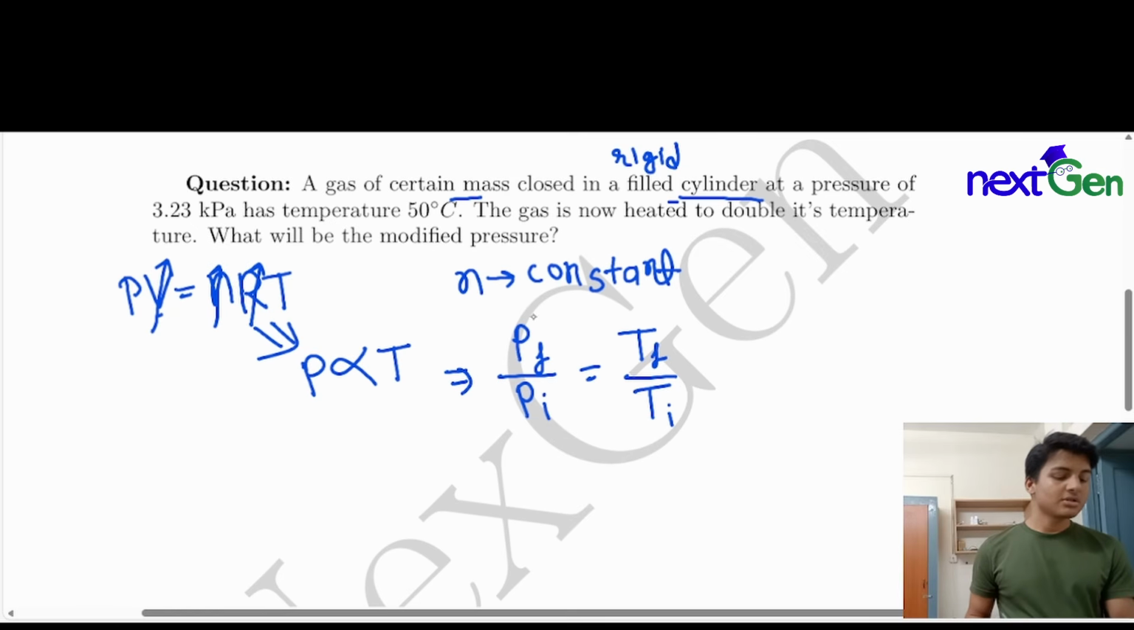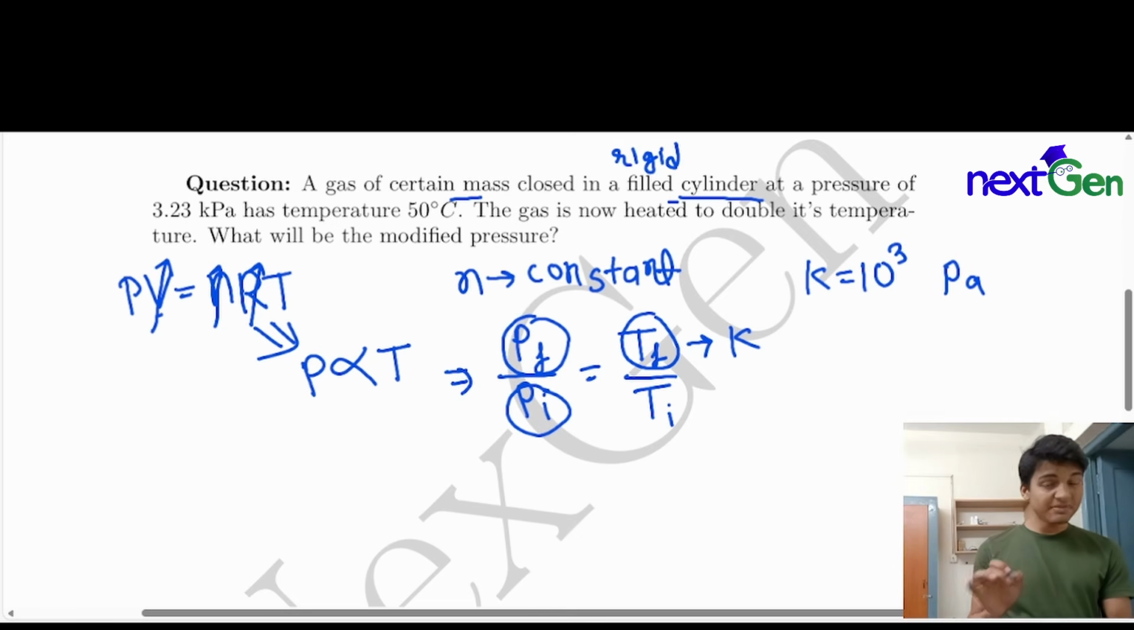Now, this pressure is in kilopascal. This is also in pascal or kilopascal. Kilo just means 10 to the power 3 and the unit is pascal. Temperature is always considered to be on Kelvin scale. So unless it has been explicitly mentioned that an operation, be it multiplication, division, addition, is being operated on Celsius scale or Fahrenheit or any other scale than Kelvin scale, you don't have to do it on any other scale than Kelvin.